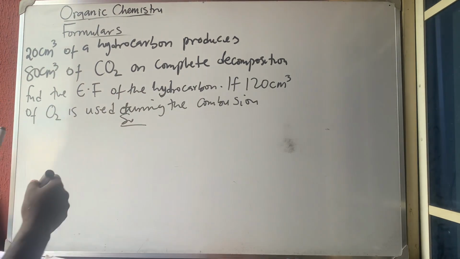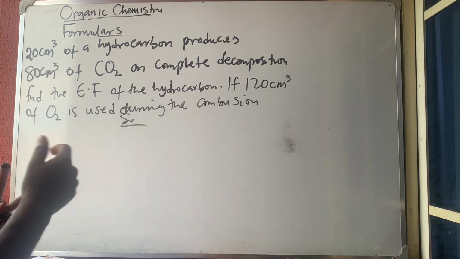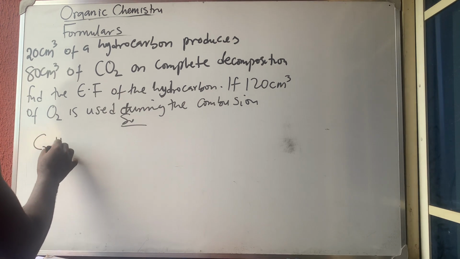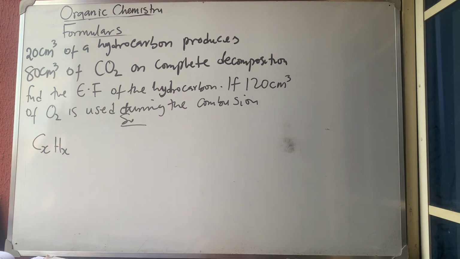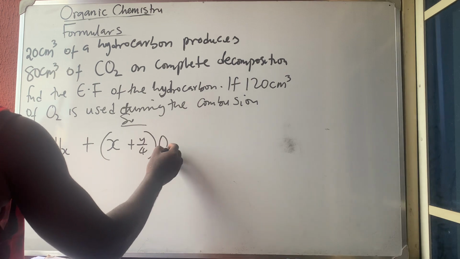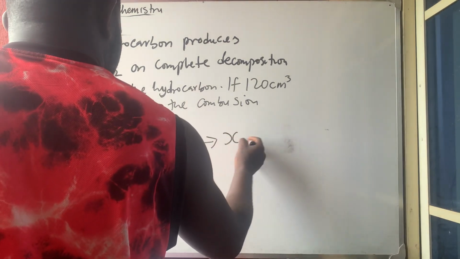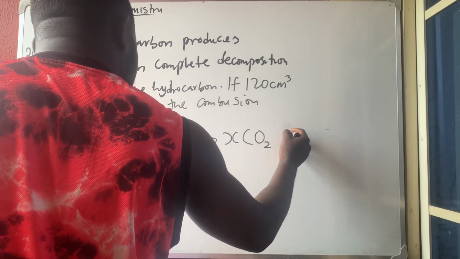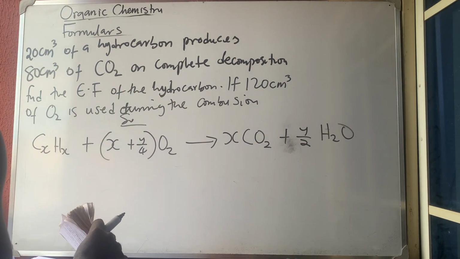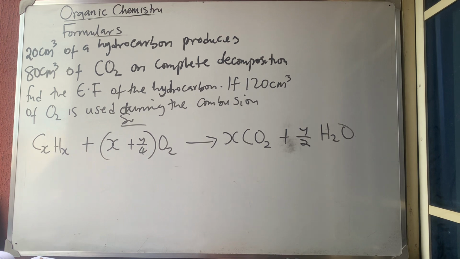Okay, solution. Now this is very simple. We have CxHy, this is a hydrocarbon. CxHy plus (x plus y over 4) O2 to give xCO2 plus y over 2 H2O. So this is the formula to use for the combustion.